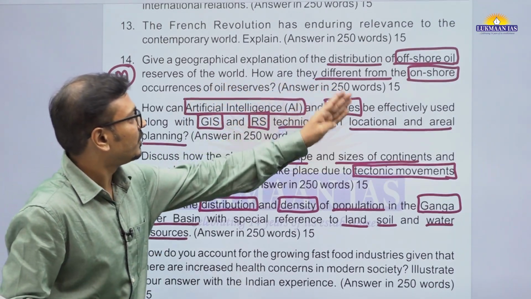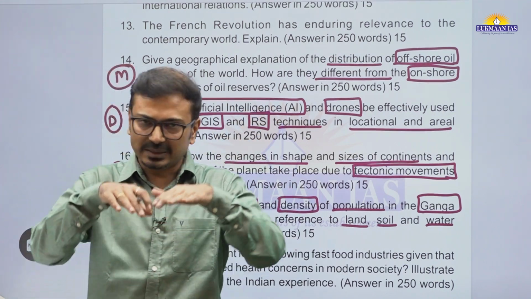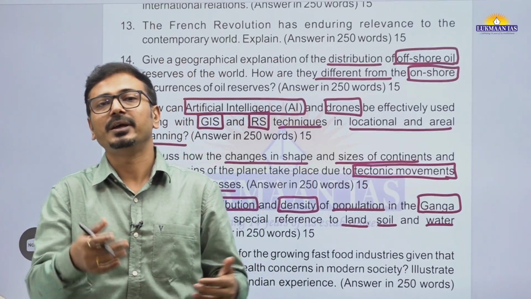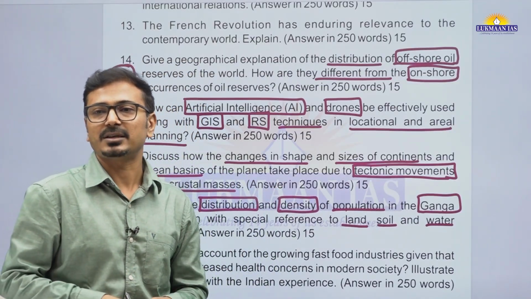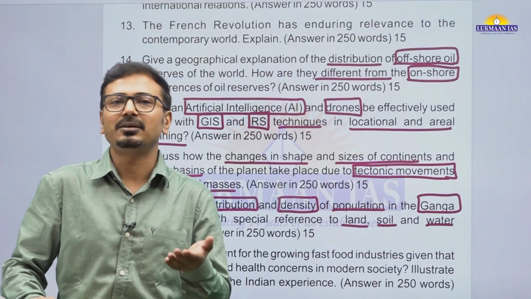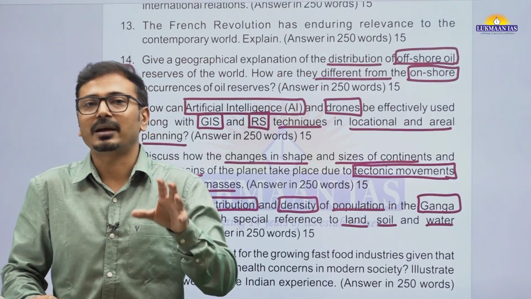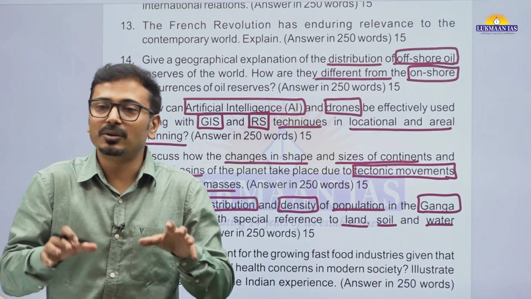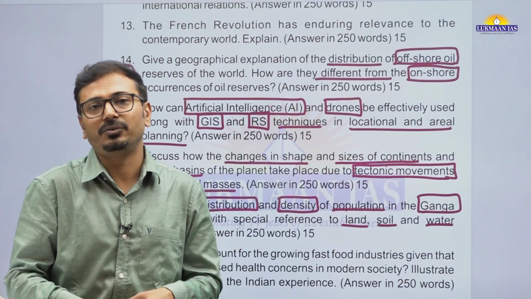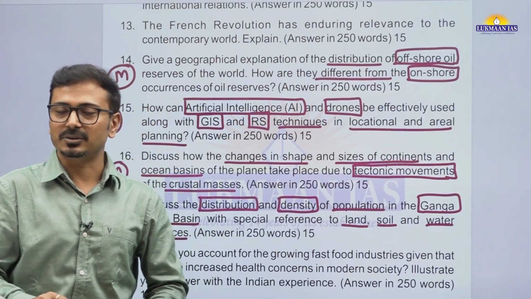Then, how are they different from onshore occurrences of oil reserves? So briefly, on the same map of the world, you can show both offshore and onshore and how they are different. So that is the tricky aspect here. The difference is basically that you should know there is upraising of land. Previously that particular area might have been a kind of submarine area, with abundant growth of marine animals and plants, and that resulted in the burying of all those dead animals, resulting in crude oil and natural gas reserves.